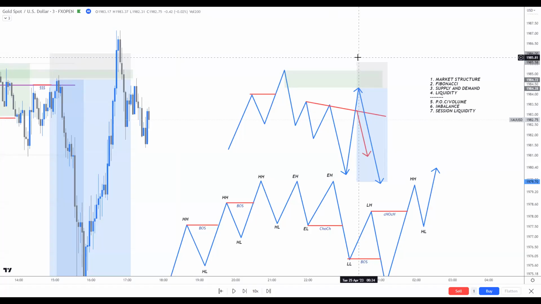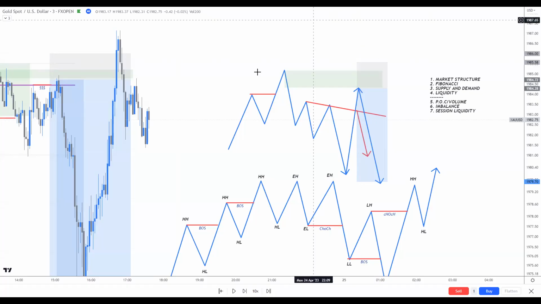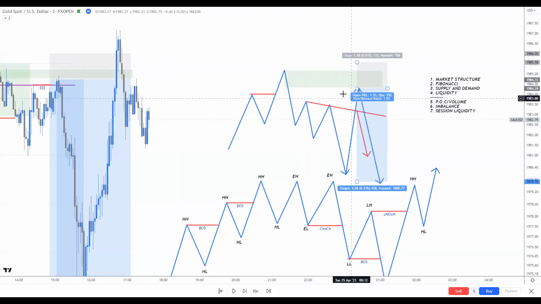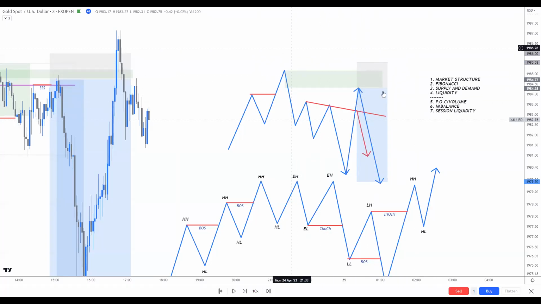So pretty much this is the concept of liquidity. As supply and demand traders, we are looking for support and resistance or inducement or trend line above or below our supply and demand areas, okay? That's how we identify the liquidity.